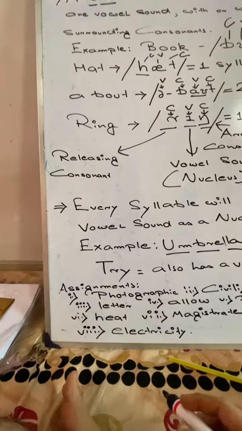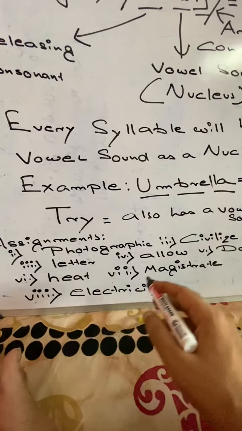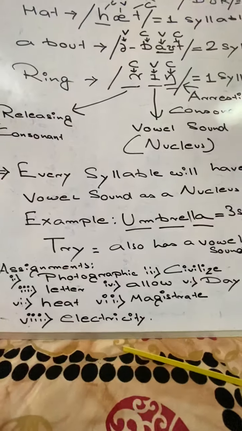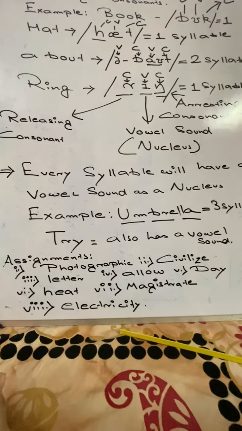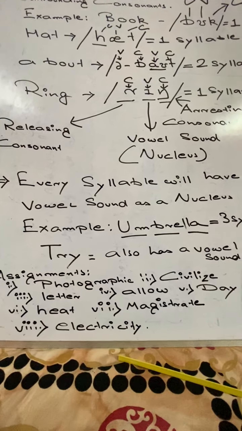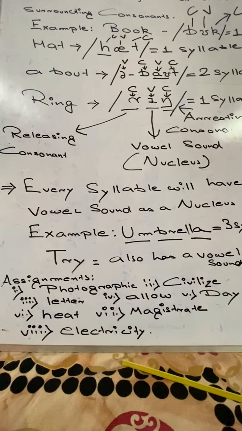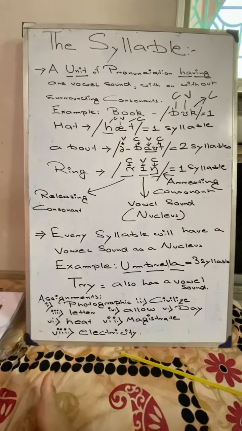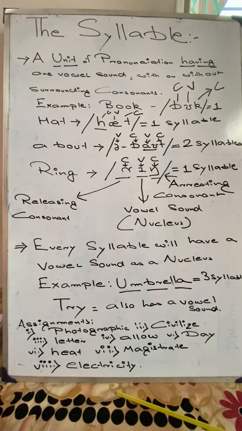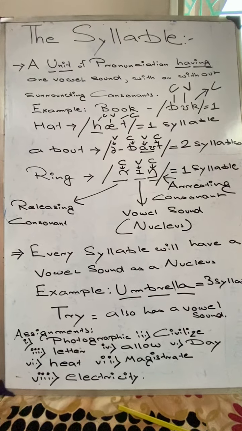I gave you certain assignments here. Photographic, civilize, letter, allow, day, heat, magistrate, electricity. These are your assignments that you need to do. Now this will be your assignment. You need to divide the syllables, and after you complete the assignments you can have it checked by me. Okay, you can send it to me over WhatsApp. I will check it out.